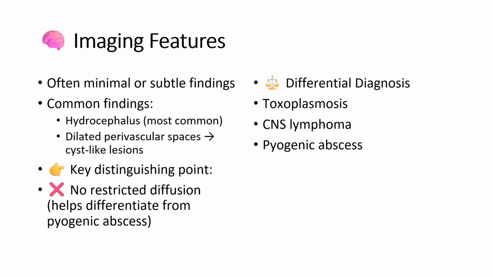Imaging features, often minimal or subtle findings. Common findings are hydrocephalus, most commonly, dilated perivascular spaces leading to cyst-like lesions. Key distinguishing point is no diffusion restriction, which helps in differentiating it from the pyogenic abscess. The differential diagnosis for these lesions are toxoplasmosis, CNS lymphoma, and pyogenic abscess.